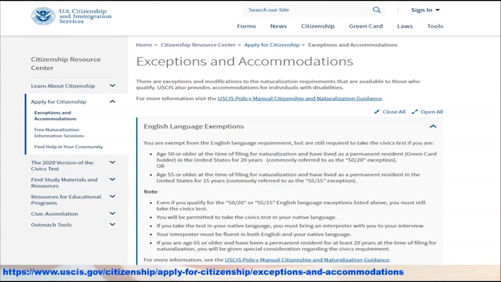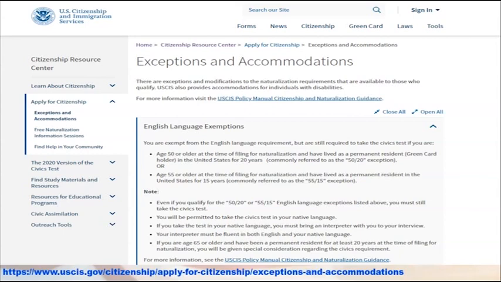If you are 55 years or older at the time of filing for naturalization and have lived as a permanent resident in the United States for 15 years, you also get an exception. This is referred to as the 55-15 exception. You're more than welcome to read everything that has to do with the English language exceptions. But as you can see, you have different options and opportunities in order to become a United States citizen.